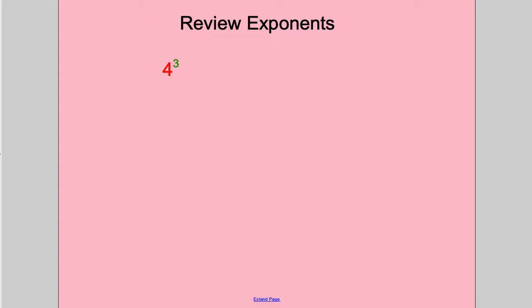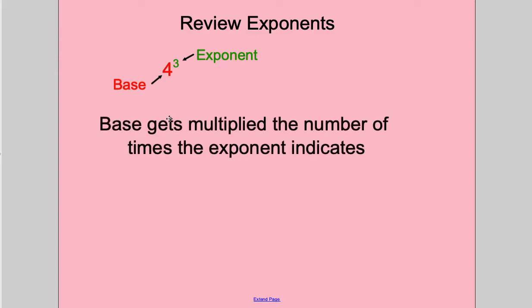First of all, a quick review of exponents. Hopefully you know this is 4 to the 3rd power, and you realize that the 4 is actually the base. That's the number that's being multiplied. It is being multiplied by the exponent, which is the 3. And what does that mean? That means that the base, the 4, gets multiplied the number of times the exponent indicates. It indicates the base gets multiplied 3 times, so that would look like this.